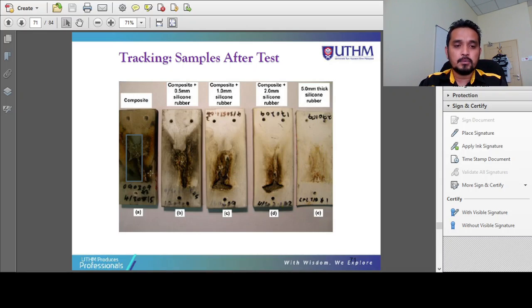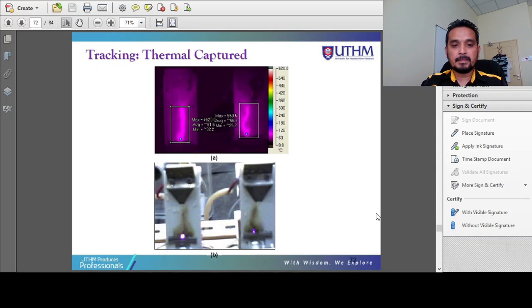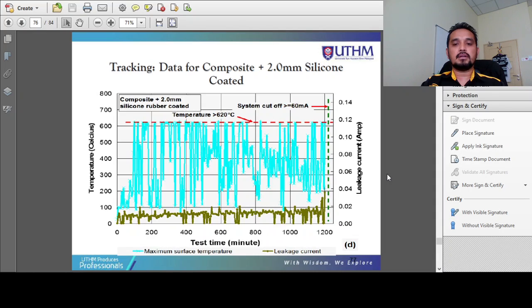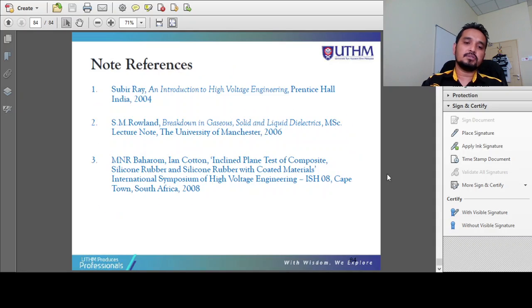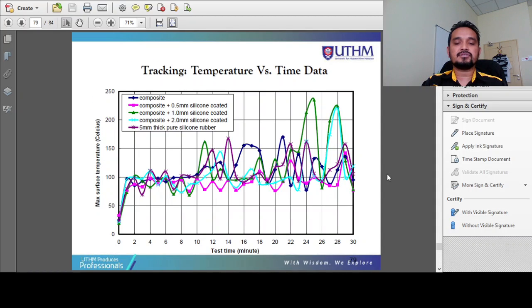Okay, and the material that is good is like this. For example, it managed to resist the tracking. This maybe we can consider a poor formulation. This is the best formulation, in which the physical damage is less. Okay, this is during the experiment. We have the arcing here, and we have the carbonized effect on the surface, and with the thermal camera we can capture the path of the current flow. Then you can read the results, so that I don't need to explain all of this. You can read it as extra knowledge for you.